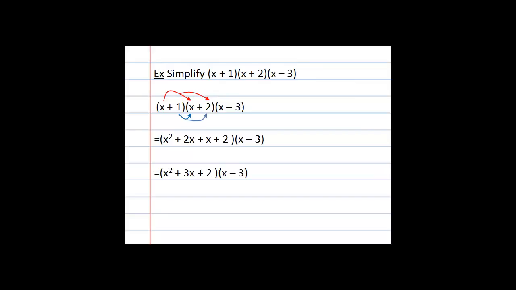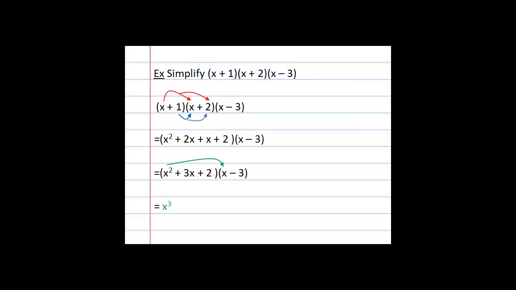So in order to do that, we need to make sure that every term in the first bracket is multiplied by every term in the second bracket. So we'll do this one term at a time. The first one we're going to look at is the x squared, so the first term in the first bracket. We need to make sure we multiply that with both terms in the second bracket.